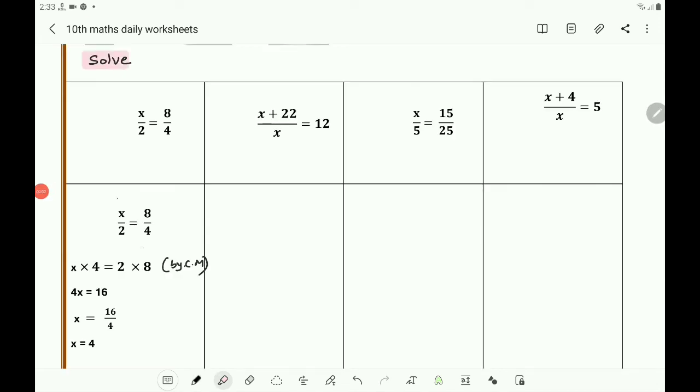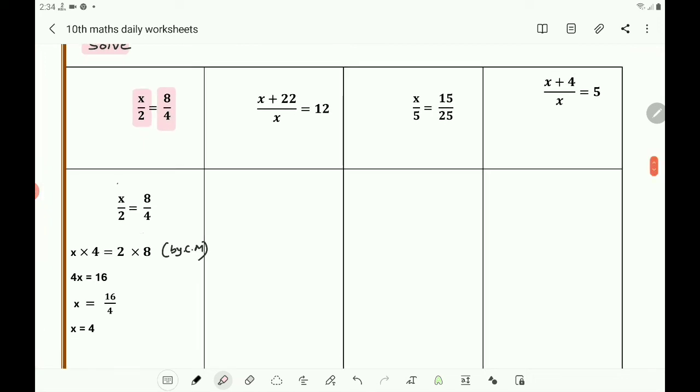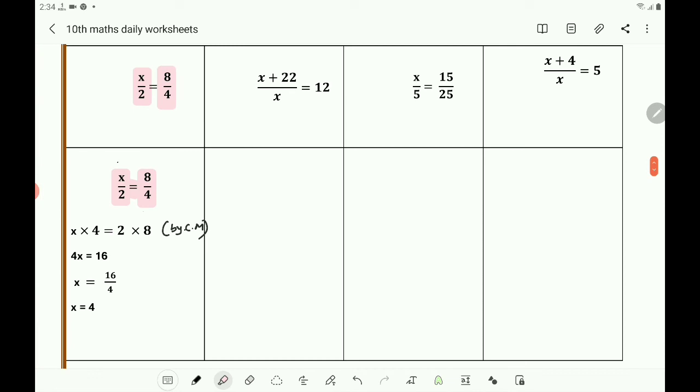Then solve x by 2 equals 8 by 4. Here this is solved as a model example. You write first x by 2 equals 8 by 4. Here you must do the cross multiplication. By cross multiplication, how will you do it? X into 4 equals 8 into 2. Then what is the product of x into 4?